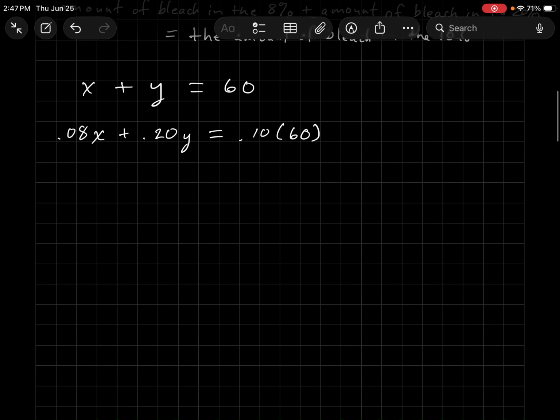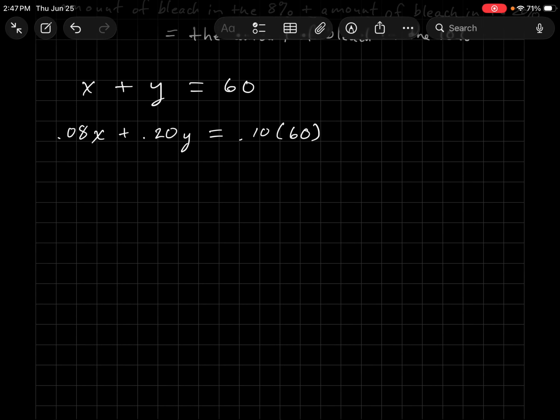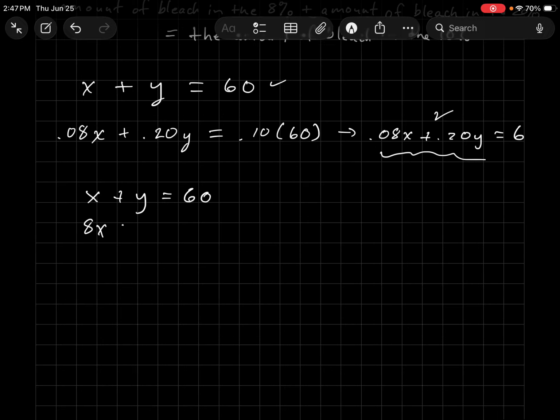Now we just solve this one like we would normally do. Let me rewrite this bottom one, 0.08x, just simplify it a little bit, plus 0.20y equals 6. And then I could solve like this, but I'm going to multiply this by 100 just to make it a little bit easier for me to deal with. So I'm going to have x plus y equals 60. That is, I'm rewriting this equation. And then I'm going to multiply this equation by 100, so 8x plus 20y equals 600. And now we need to solve this one somehow. I like to use elimination.